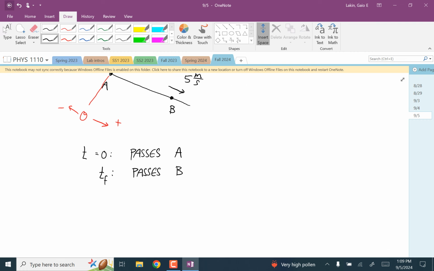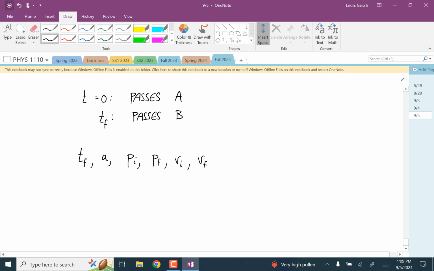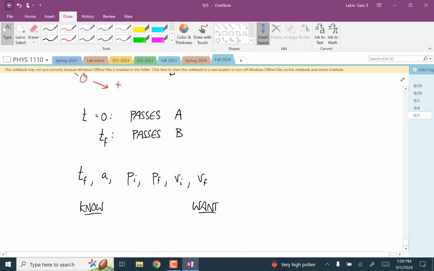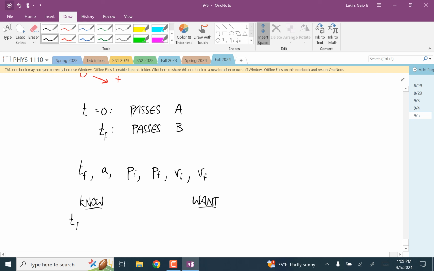And now we can list out what we know and what we want. I'm going to make a list of all the variables again. So TF, A, P initial, P final, V initial, V final. And then what we know and want. So the first one is T final. Do we know what the stopwatch says when we click it off? Yes, that is equal to 1.